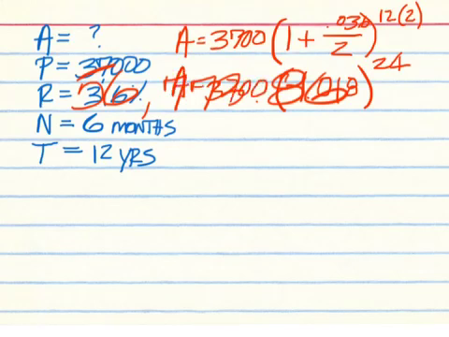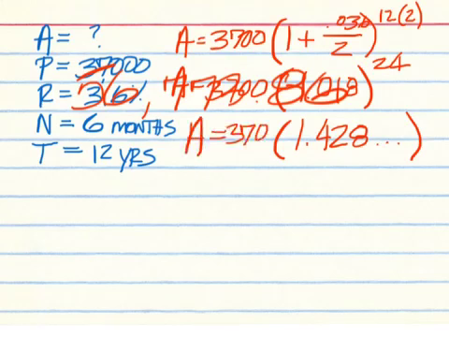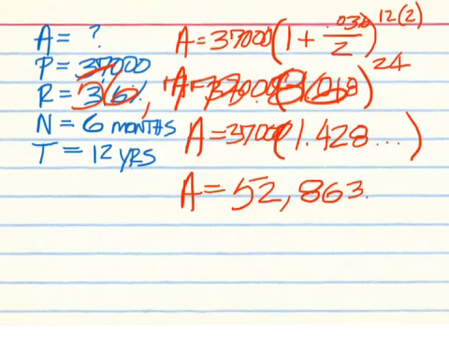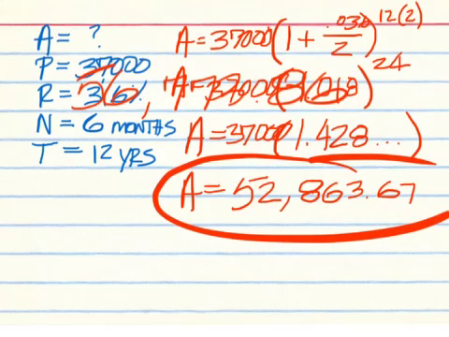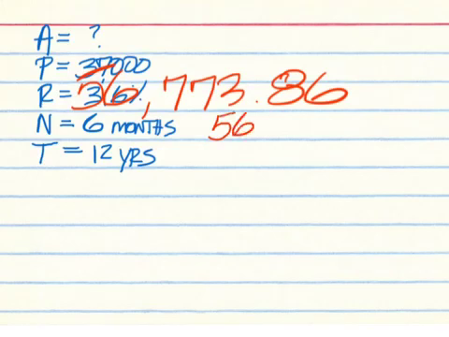And to the 24th power, that's a little larger number, 1.428, and it goes out for quite a bit. I'm beginning to wonder why I use lined paper on this iPad if I never stay within the lines. And then multiply by 37,000, there we go. Well, this is really getting ugly. And times 37,000 is going to be 52,863 and 67 cents.